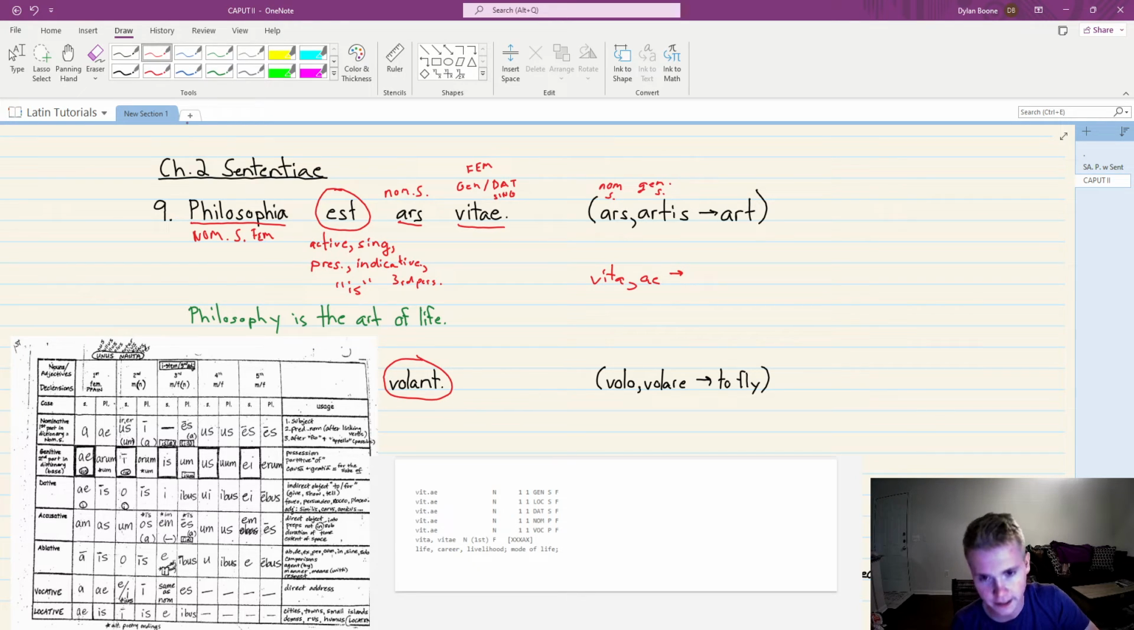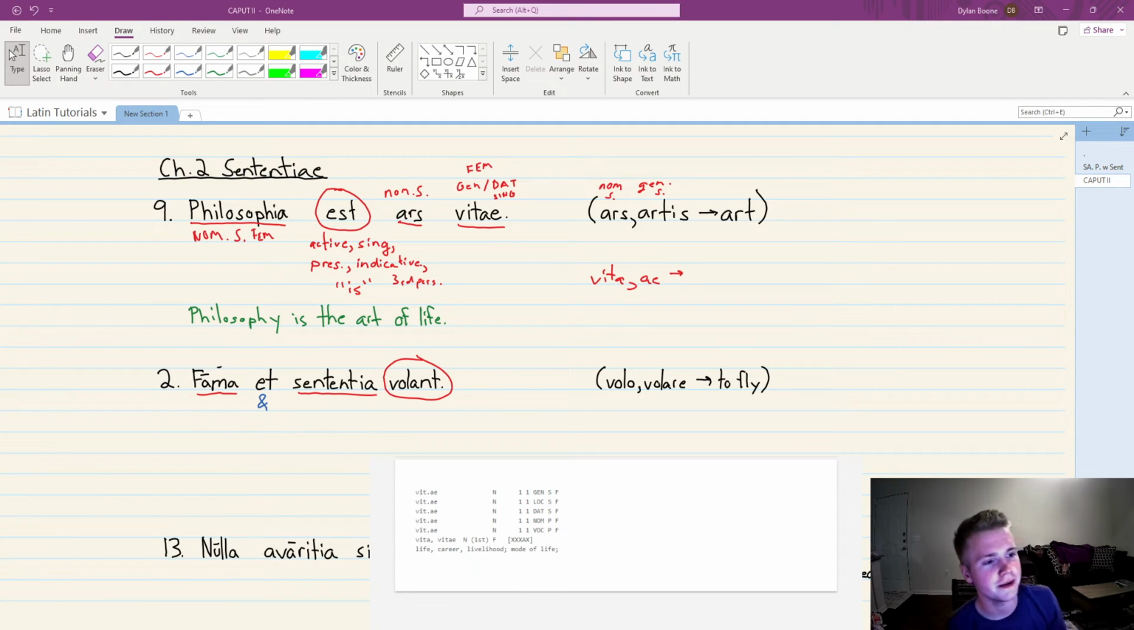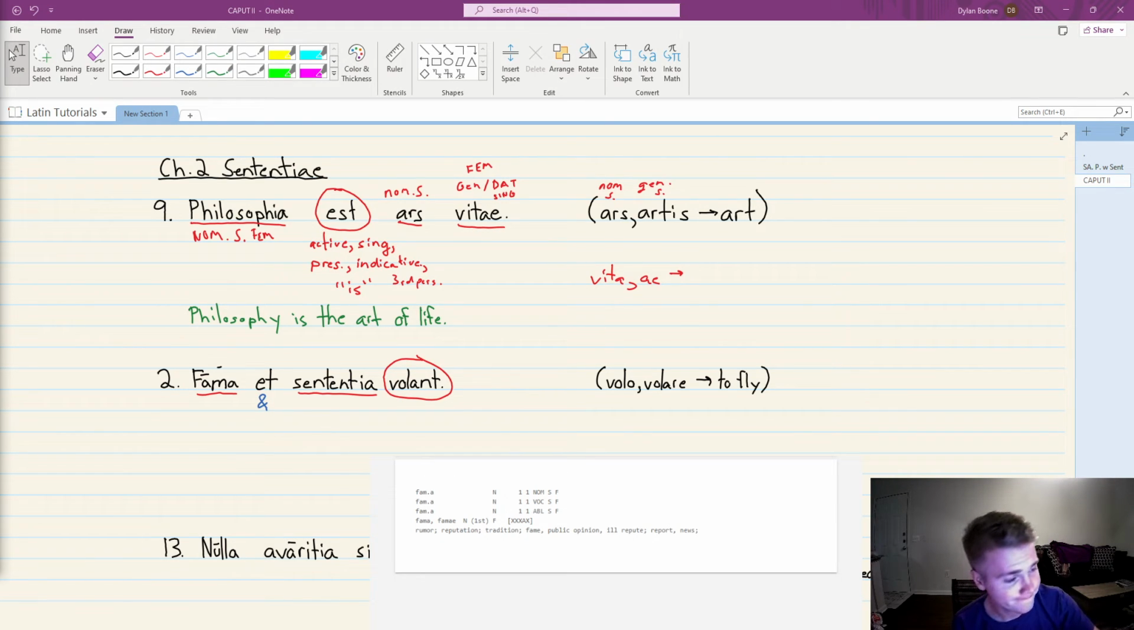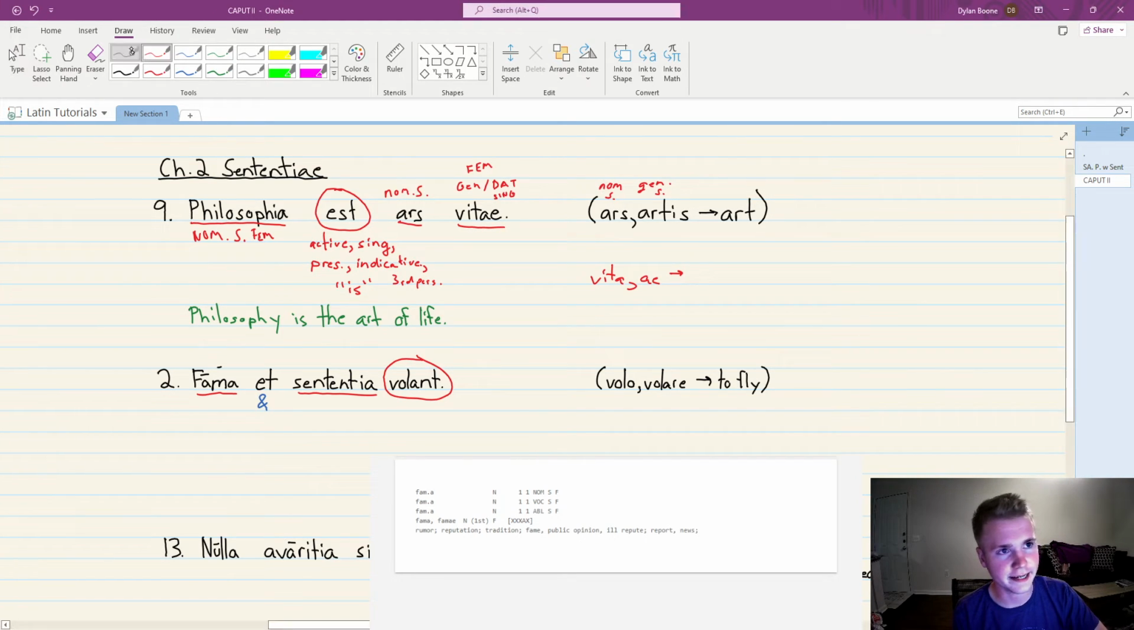So, similar deal. If you were to look at fama in the dictionary, I'll drop down our declension chart here. Sorry. Fama et sententia volant. So, like I said, underline both of those nouns and circle that verb. So, fama, it's in the actual chapter, but it means rumor, reputation, fame, as you can see. Sententia from the chapter, sententiae, means a feeling or an opinion. I think opinion is the better way to take that in this sentence. There's no best way, but I think it's the better way.